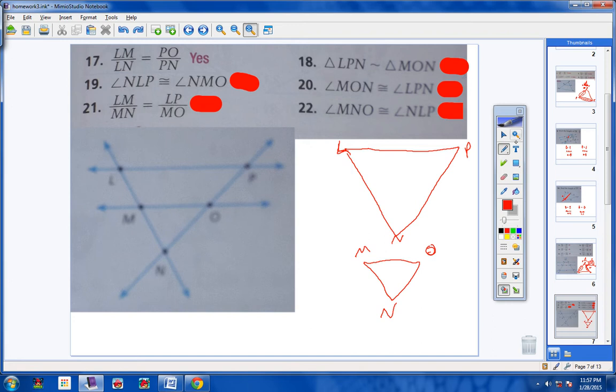Okay, number 18. They're saying the triangle LPN is similar to triangle MON. Now, if these two triangles are similar, then this angle is congruent to this angle, this angle is congruent to this angle, and this angle here is congruent to this angle here. So that means this angle is congruent to this angle, and this angle is congruent to this angle. Well, guys, we know what that means right away. Corresponding angles are congruent when two lines are cut by a transversal. Or you could say this transversal here, corresponding angles are congruent, then the two lines are parallel.